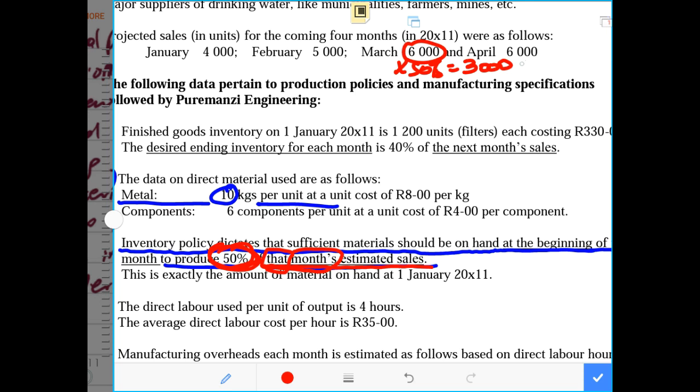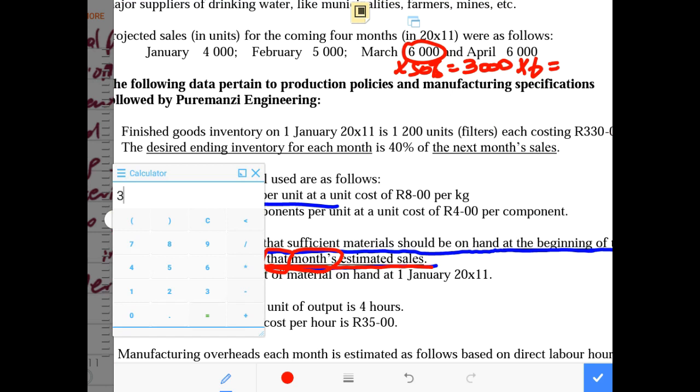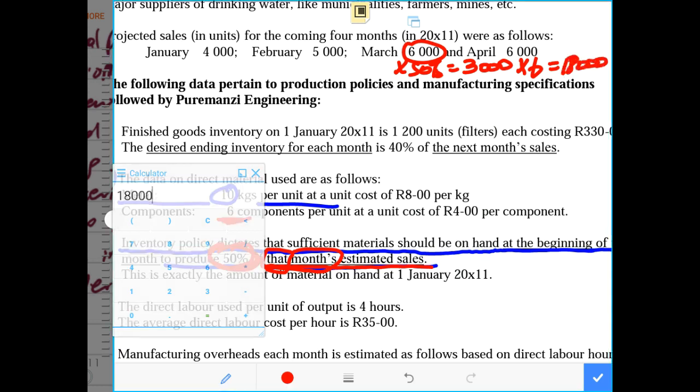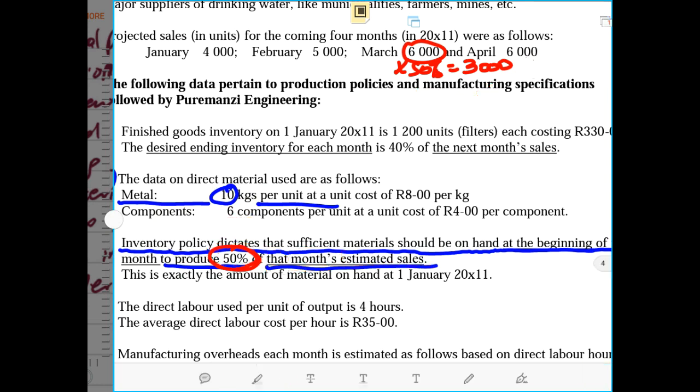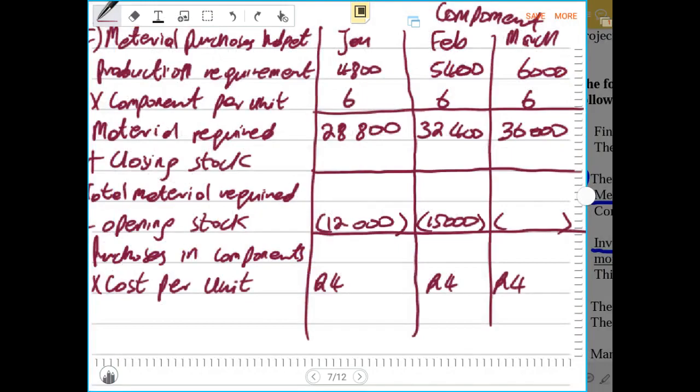So now we have 3,000, and we need to know how many components must be in the beginning in order to cover 50%. You multiply this by the components, then it will give us the number of components, which is 3,000 times 6. It will give us 18,000 components. This is 18,000 components that are needed in the beginning of the month of March in order to cover 50% of the estimated sales of the month of March. Therefore, it will be 18,000 here in the month of March.